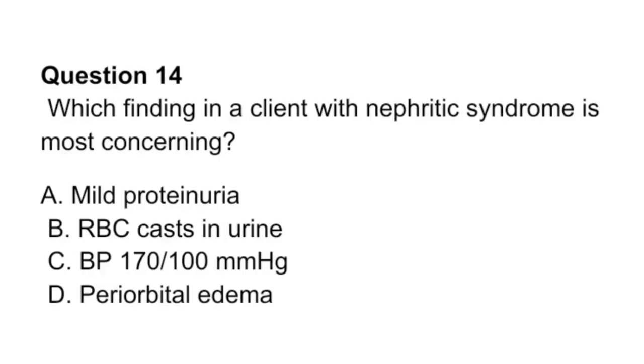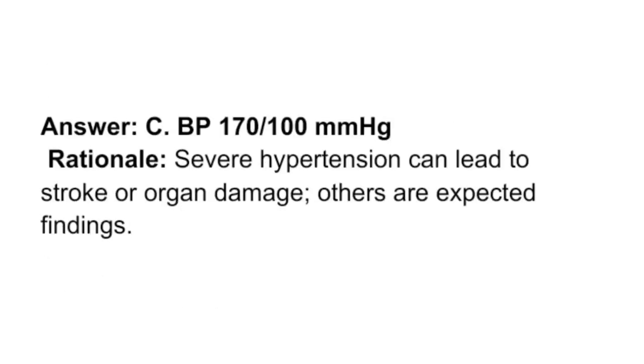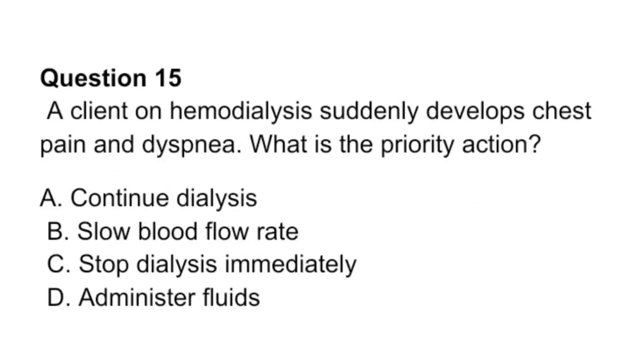Question 14. Which finding in a client with nephritic syndrome is most concerning? A. Mild proteinuria. B. RBC casts in urine. C. BP 170/100 millimeters of mercury. D. Periorbital edema. Answer: C. BP 170/100 millimeters of mercury. Rationale: severe hypertension can lead to stroke or organ damage. Others are expected findings.